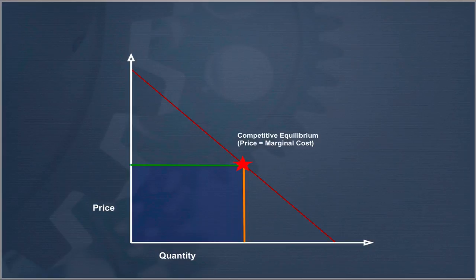If you have a competitive equilibrium, that red line there is the demand curve. What that means is that at a set price on the y-axis, there will be an amount of demand for the good or service at that particular price. So you go horizontally along the green line till you hit the demand curve and then drop down, and that will be the quantity that gets produced at that particular point.